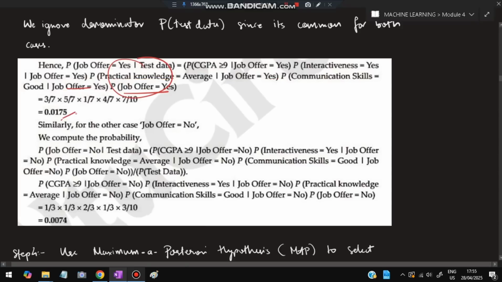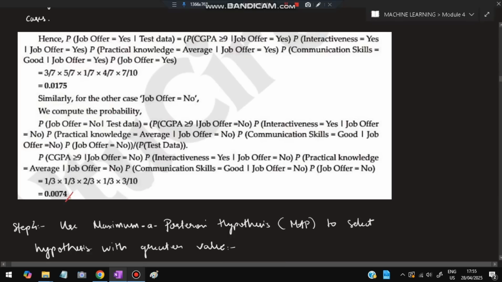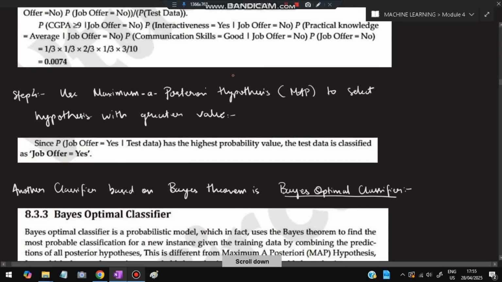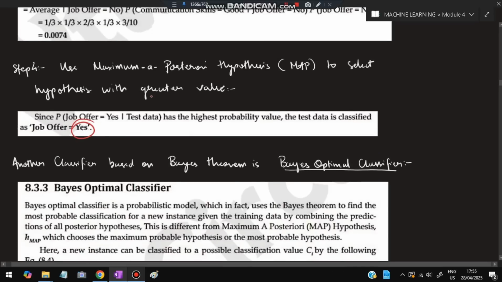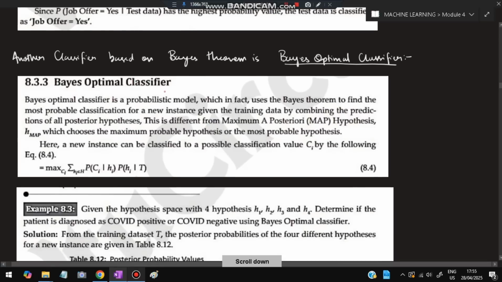When we multiply, we'll get an answer here. Similarly, we have to calculate for job offer equal to no also, and we'll get another answer. If you compare both answers, this is the greater value. So in this case, for the test data they have given, most probably the person will get a job. That is how the naive Bayes algorithm works.